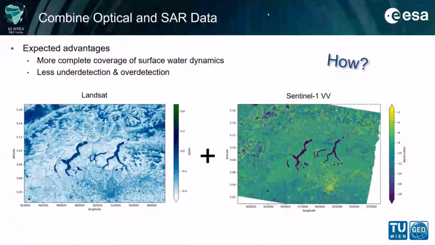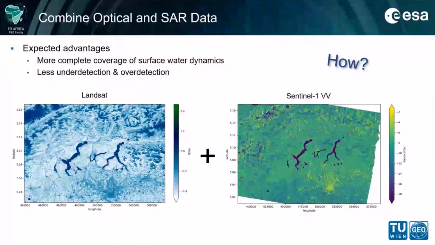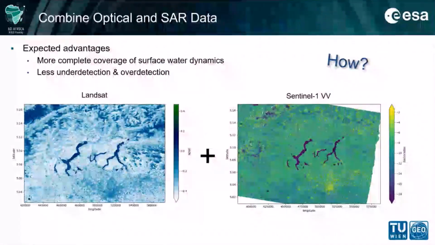So now the question is, how can we combine optical and SAR data to overcome the limitations of each data source? The expected advantage of combining optical and SAR data is that we get a more complete coverage of surface water dynamics, both in space and time. And the expectation is that we can leverage the information content from each source to have less under detection and less over detection.